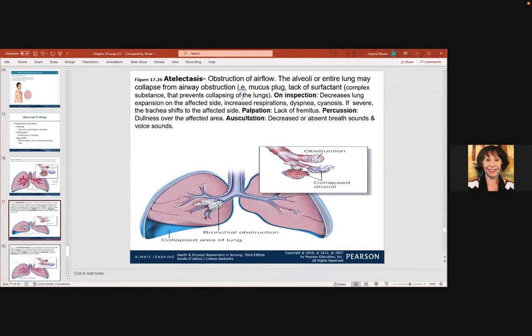On inspection, when you are trying to find out whether there is atelectasis, there is decreased lung expansion on the affected side. There are increased respirations, dyspnea, cyanosis, and if it is severe, the trachea shifts to the affected side. On palpation, there is lack of fremitus. On percussion, there is dullness over the affected area. On auscultation, there are decreased or absent breath sounds and voice sounds. And you can see the obstruction right inside of the alveoli. Look at that: bronchial obstruction or collapsed lung.